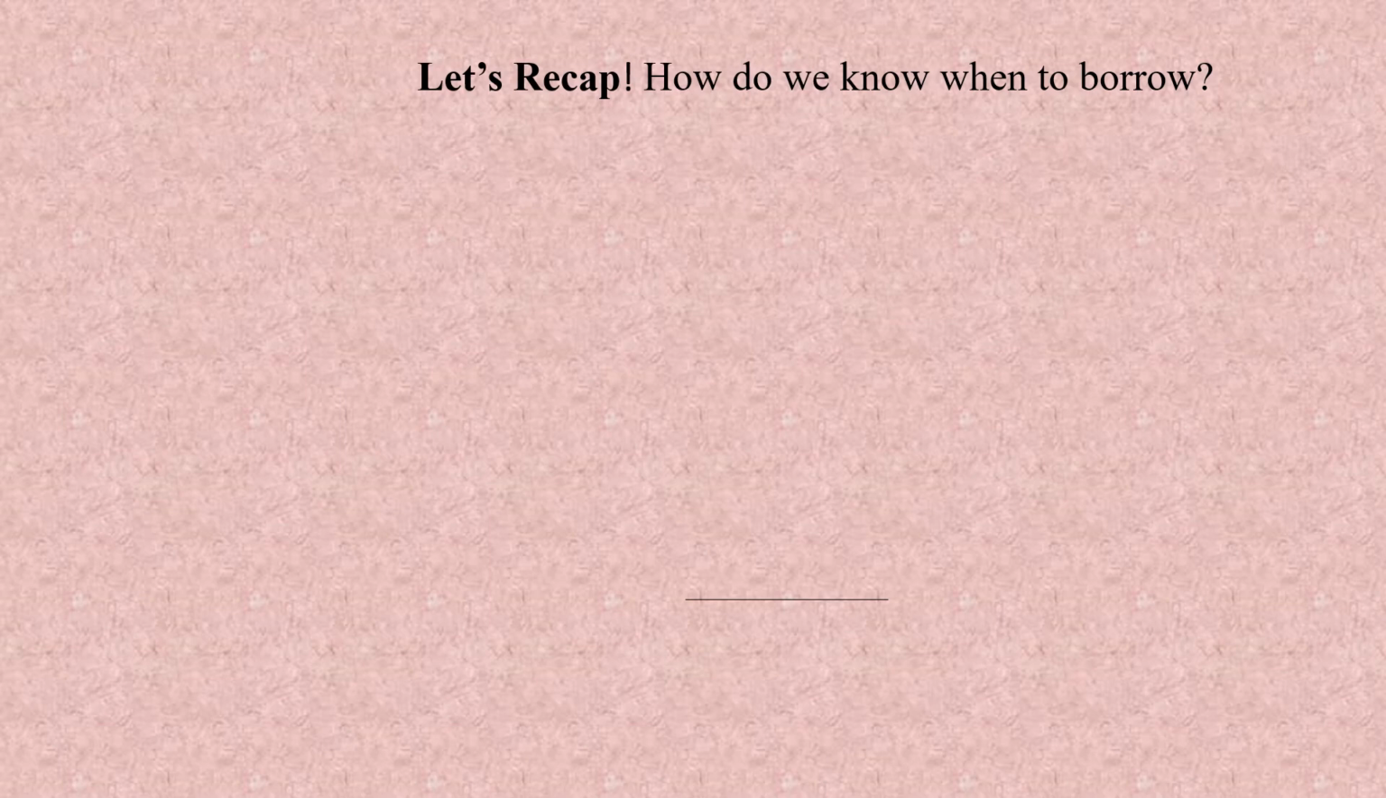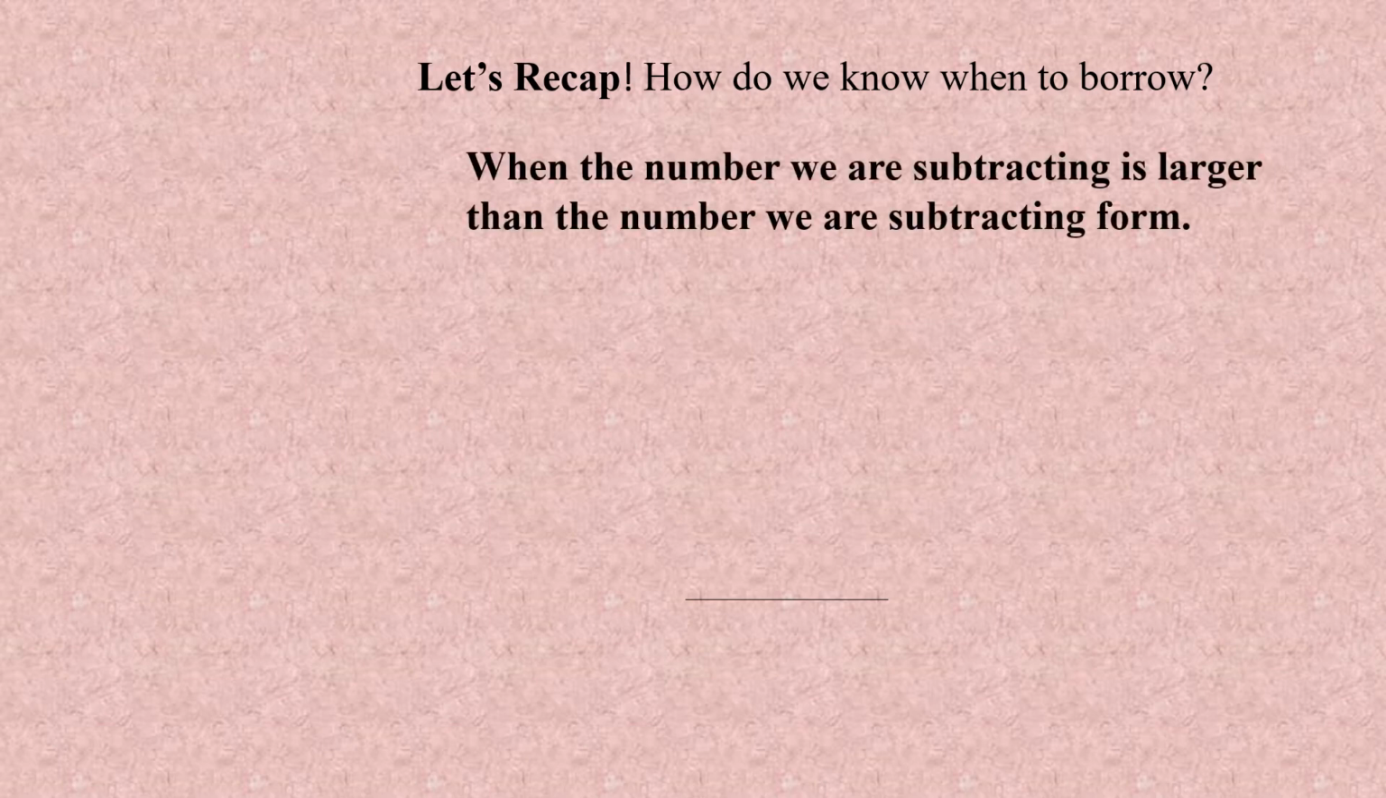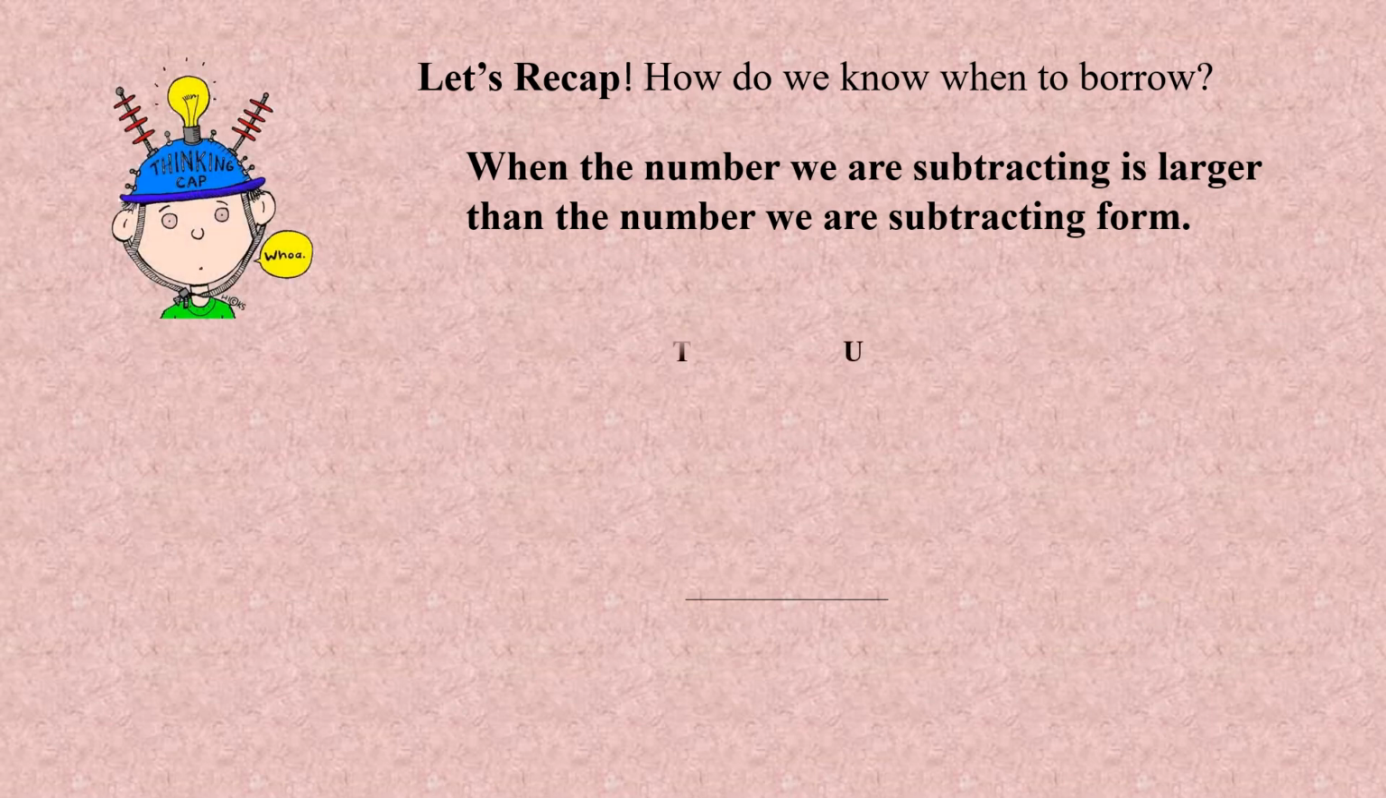Let's recap. How do we know when to borrow? When the number we are subtracting is larger than the number we are subtracting from. Put your thinking cap on. Once again, tens, units. 36 minus 27. Now we are subtracting 6 and 7. Which is the bigger number? 7. Can I subtract it from 6? No, I cannot. 7 is larger, so I have to borrow 1 rod. 16, 2. 16 minus 7, 9. 2 minus 2, 0.